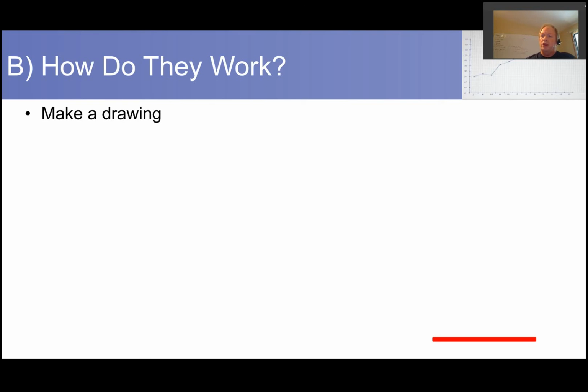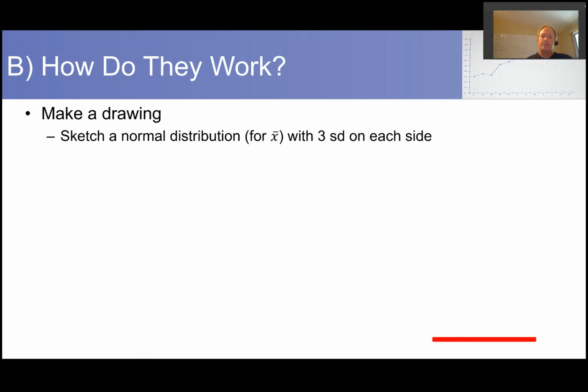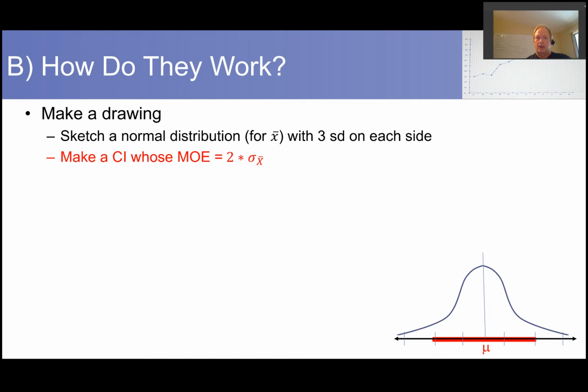So what I want you to do is make a drawing. I want you to sketch out a normal distribution for the sample means with 3 standard deviations on each side. And now I want you to make a confidence interval whose margin of error is twice the standard deviation. So this is this red bar. Notice each of these is 1 standard deviation, right? So this is 2 standard deviations, 2 standard deviations.